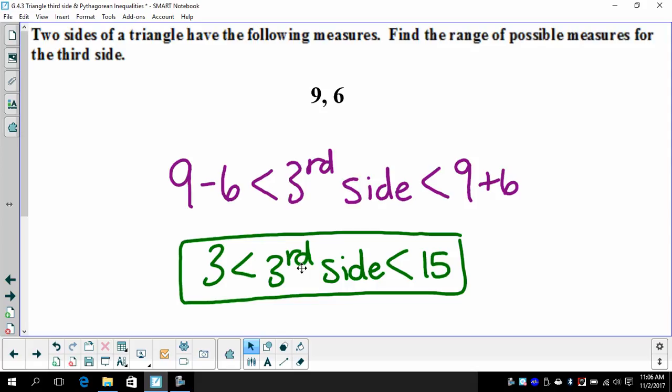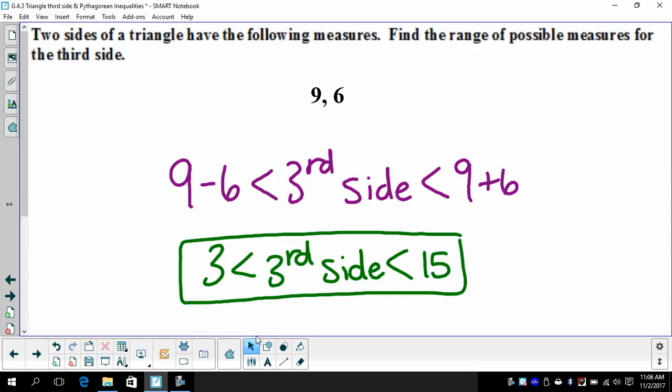So quick note, just to show you again, if I had a side length in this triangle that was 3, and I added 3 to 6, it wouldn't be bigger than 9. So that's why my third side has to be bigger than 3. And again, it's got to be smaller than 15, because 9 plus 6 is 15. And that sum has to be bigger than whatever my third side is.